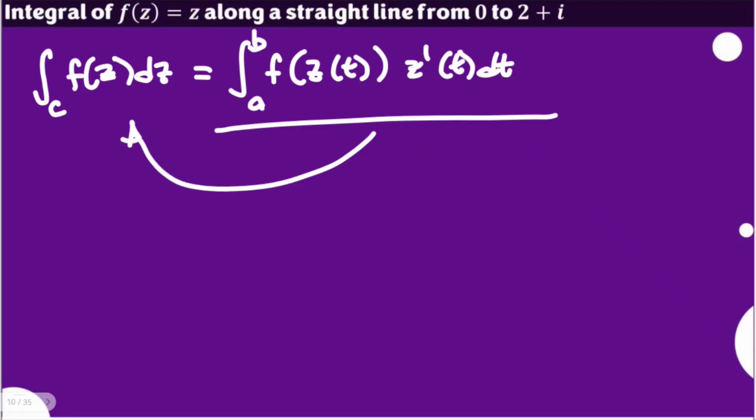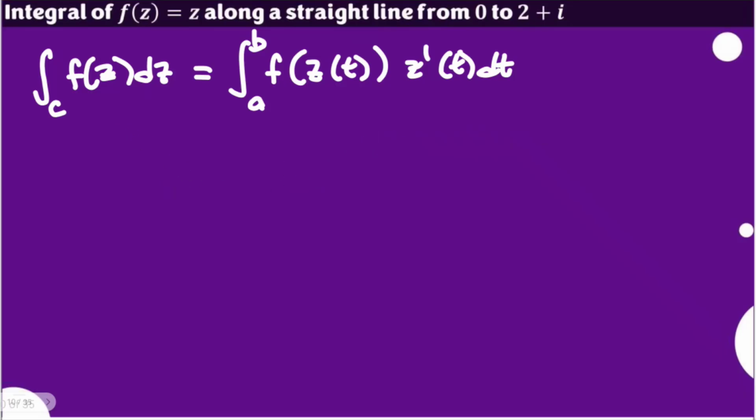In order for us to do this, we need to use the parameterization of our path along a straight line. If you can still remember, the parameterization of our straight line is identified in this given z of t function. You have z of t is equal to z sub 1 plus t times the difference of z sub 2 and z sub 1. This is the parameterization of the path for a straight line.